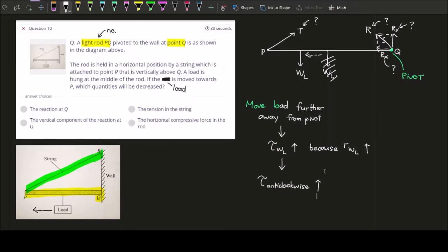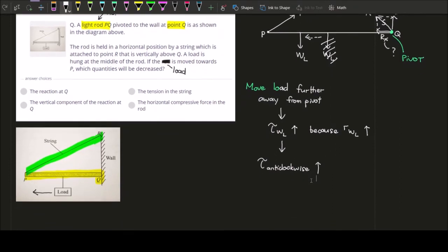Okay, so you increase the torque anti-clockwise. If you still want to keep the rod horizontal, what do you need to do? You need to increase the torque clockwise to balance out the torque anti-clockwise.